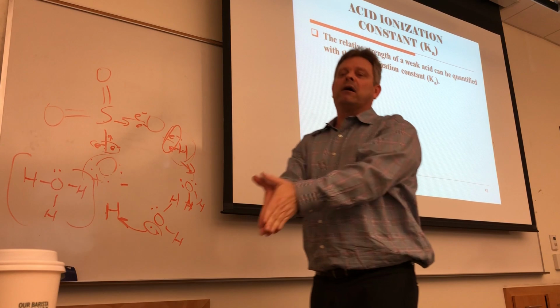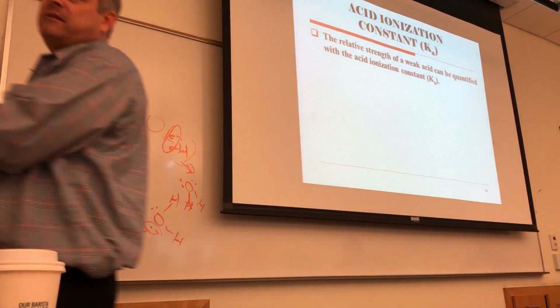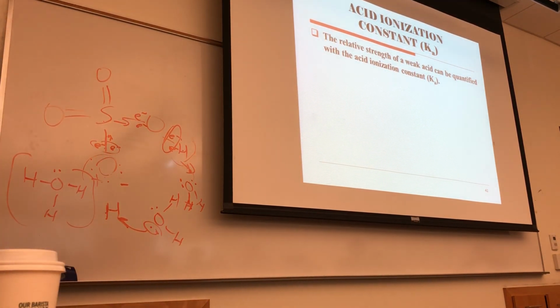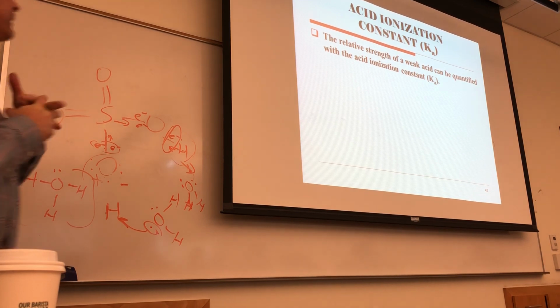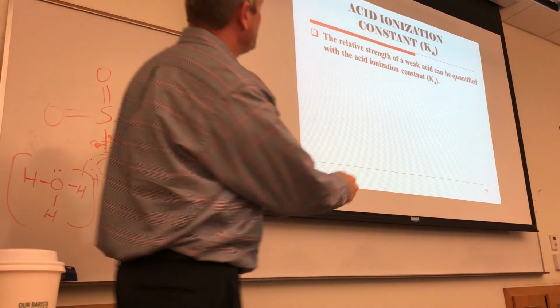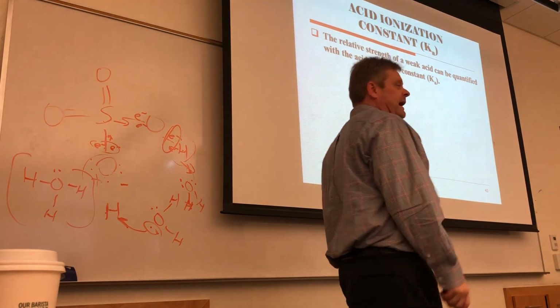If it's strong, do I have a constant? No. Right, I don't have an equilibrium constant. If it's weak, then I have an equilibrium constant in the formation of that acid. And I just call it Ka instead of Kc. No big deal. Same concept. So here I'm just saying Ka is the equilibrium constant for a weak acid.